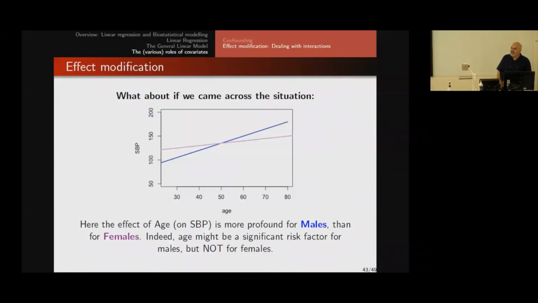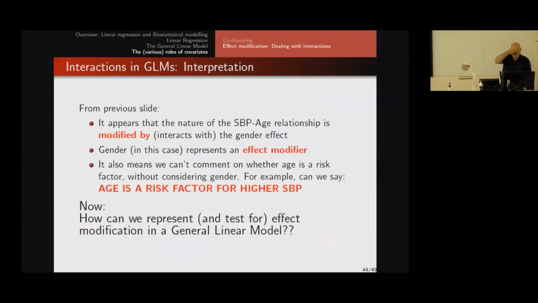And it also means I can't say something like age impacts blood pressure. Why not? Because it's not true. Age impacts systolic blood pressure for males, but it doesn't seem to have too much of an effect on females. So when we have effect modification and interaction, we can't talk about the main effects just by themselves. We need to talk about them together. So from that slide, it appears that the nature of the SBP-age relationship is modified by, or interacts with, the gender effect, and it is an effect modifier.